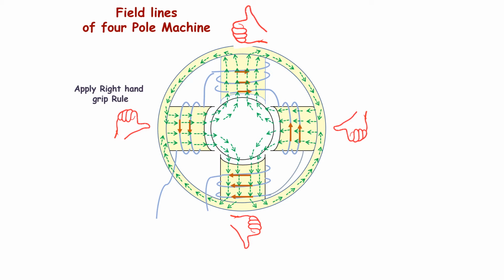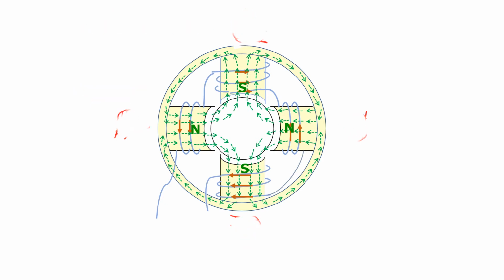As the flux lines are coming out from the first field pole, it will be formed as the north pole. This will be formed as the south pole because the flux lines are going into the pole face. The third one will be the north pole because flux lines are coming out from the pole face of this pole. The last one will be the south pole because flux lines are entering into the pole face.